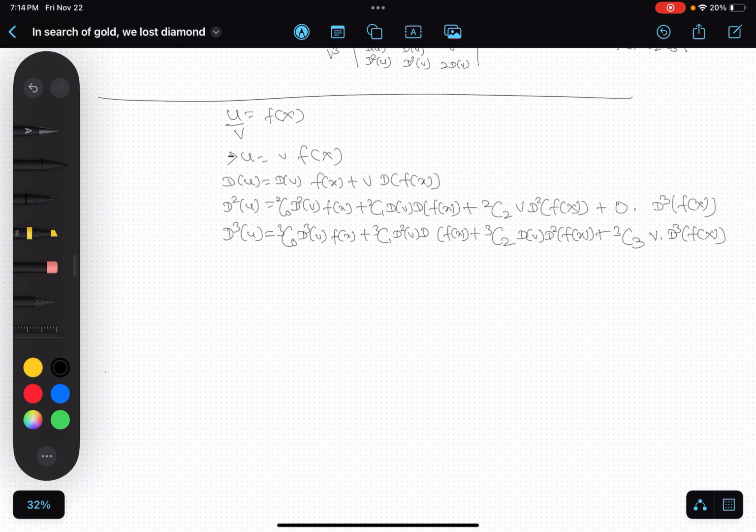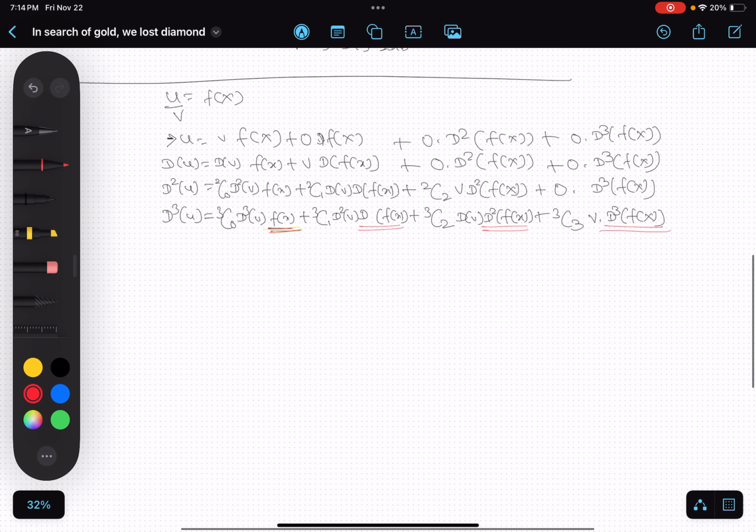I can also make this as 0 times the second derivative of f of x plus 0 times the third derivative of f of x plus 0 times the first derivative of f of x plus 0 times the second derivative of f of x plus 0 times the third derivative of f of x. Okay, so now that I have four equations in four variables, our variables are f of x, the derivative of f of x, d square f of x, and d cube f of x.